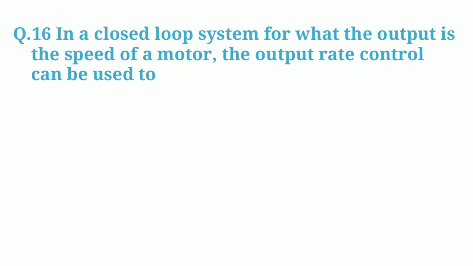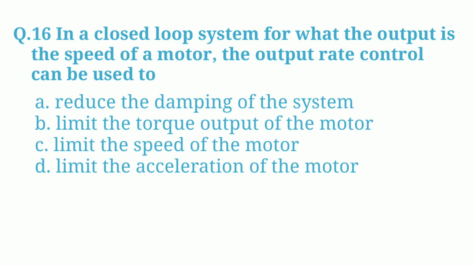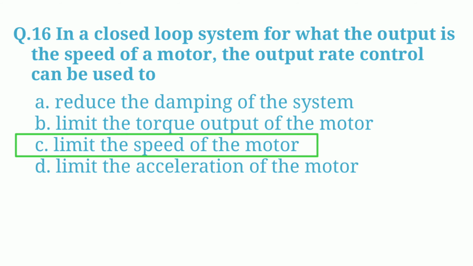Question 16. In a closed loop system for which the output is the speed of a motor, the output rate control can be used to A. Reduce the damping of the system, B. Limit the torque output of the motor, C. Limit the speed of the motor, D. Limit the acceleration of the motor. And the answer is limit the speed of the motor.